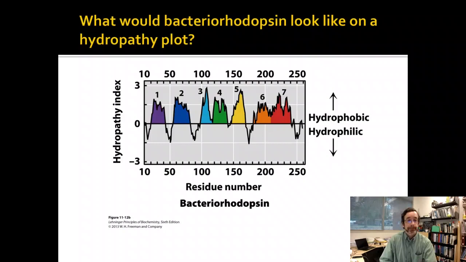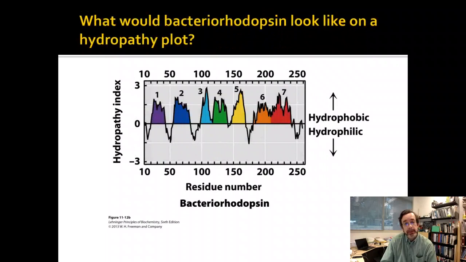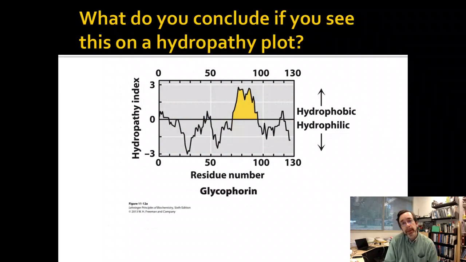If you see this, I'll give this to you as a question. What two types of transmembrane protein could this be? You see the yellow area, it's about the same width, about 20, 30 residues. So it looks like this would be a single membrane-crossing alpha helix. That would narrow it down to either type 1 or type 2. We'd have to do some further tests to figure out which terminus was on the outside versus the inside.